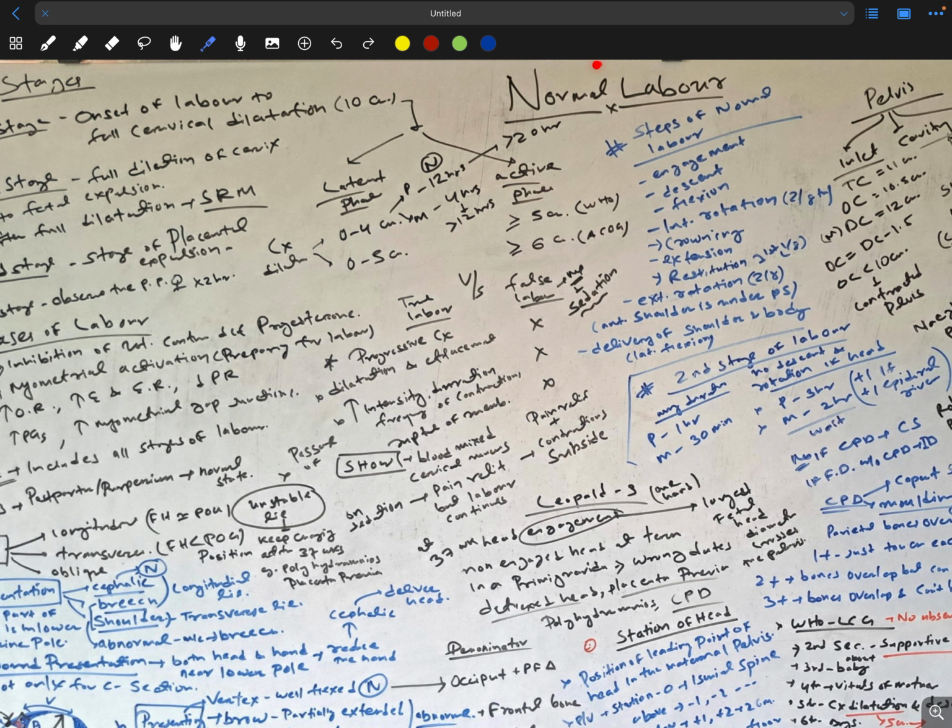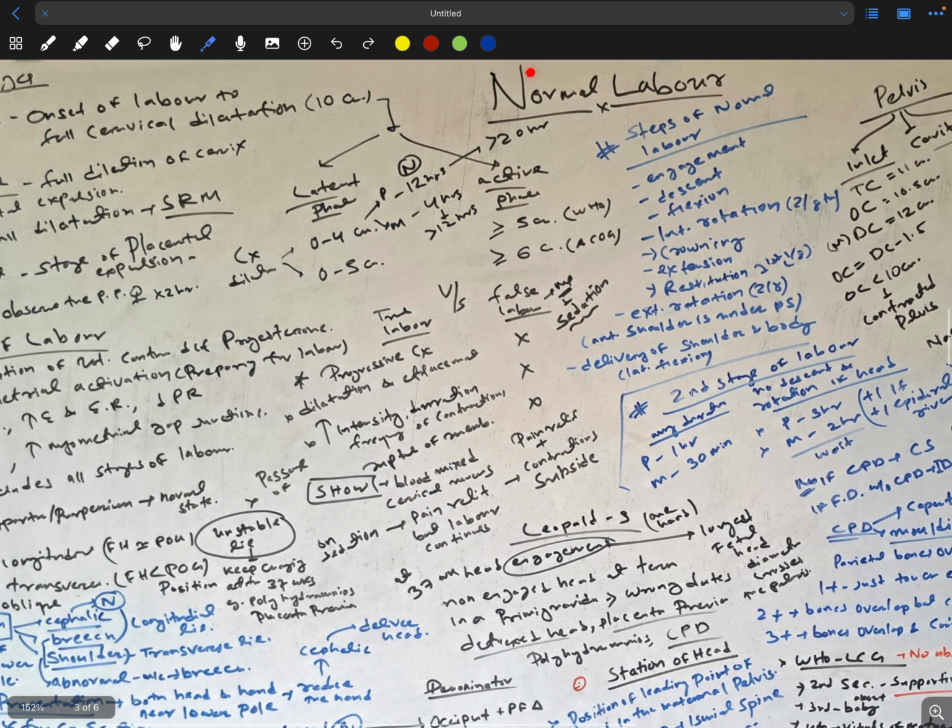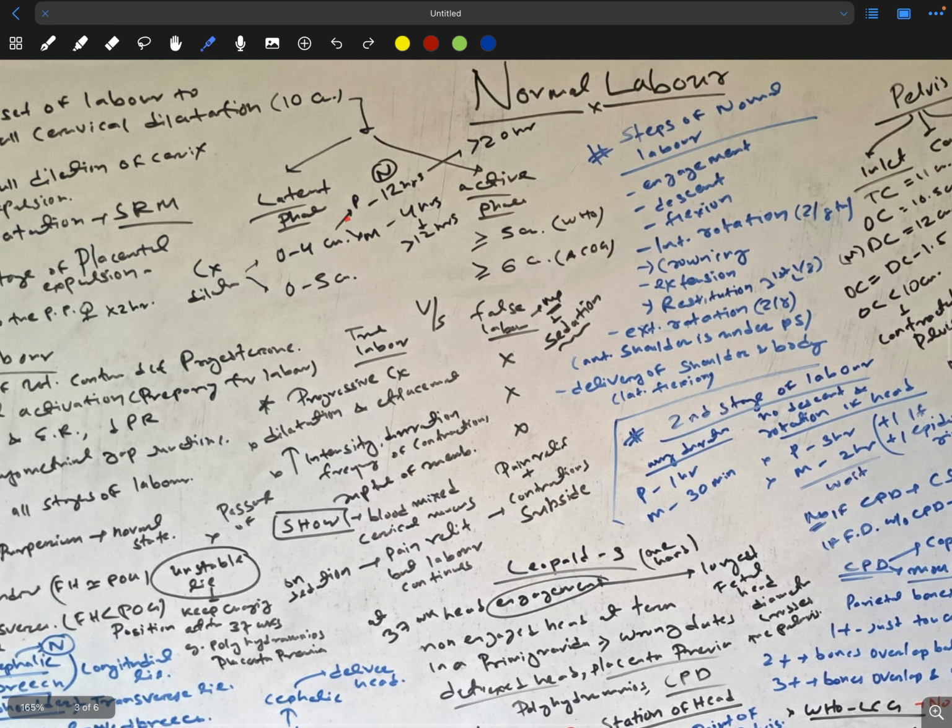Another thing is prolonged labor. What is the normal duration of the latent phase? In case of primigravida, the normal duration of latent phase is 12 hours. In case of multigravida, the normal duration of latent phase is 4 hours.